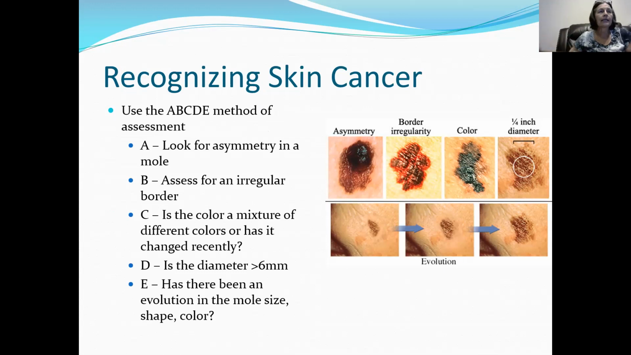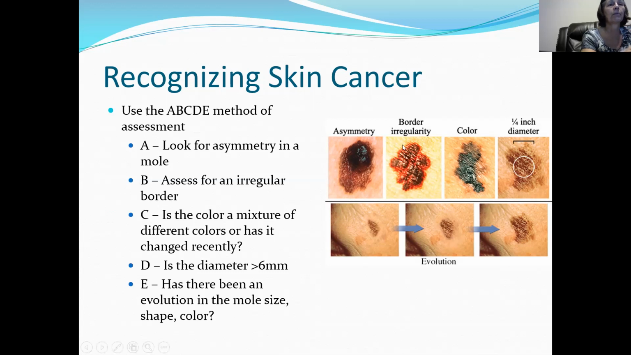So A is asymmetry. Is it symmetrical or not? The mole it shows under asymmetry. If this was a perfectly round mole, it would be symmetrical. But you can see how there's a branch out from it. So if you took it and you divide it in half, any direction, the two halves would look very different. It's asymmetrical.